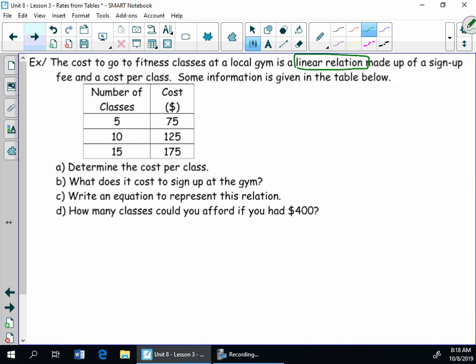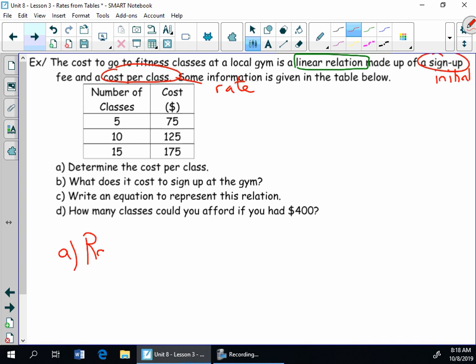Okay, now they're giving us some clues in this question. They told us this is made up of a sign-up fee, in other words, an initial amount, and a cost per class. Well, that means that there's a rate involved here. So it's just telling me that I have an equation that's going to look like normal. I've got to figure out those things.